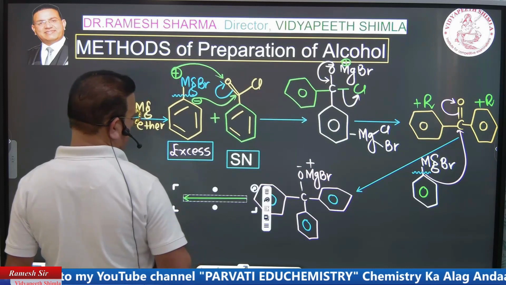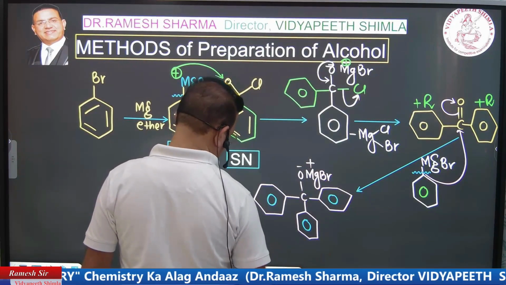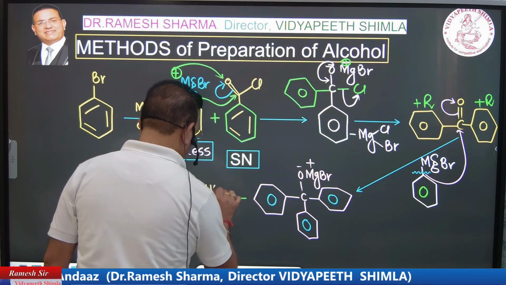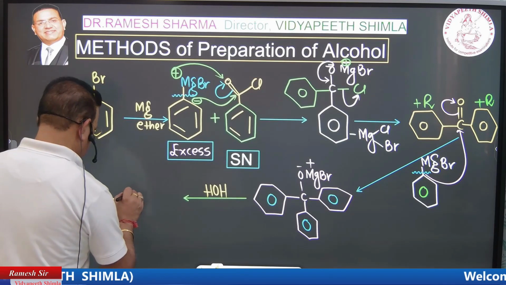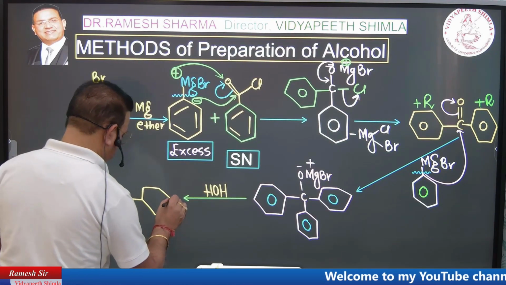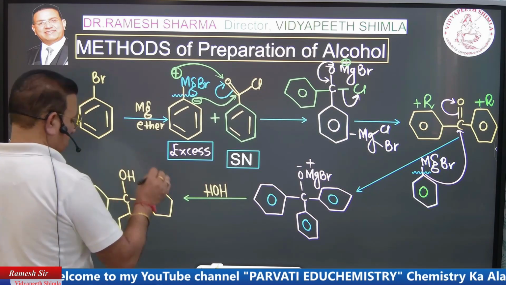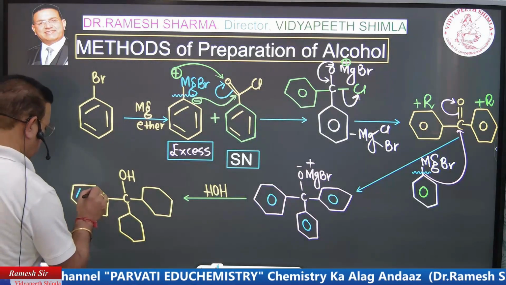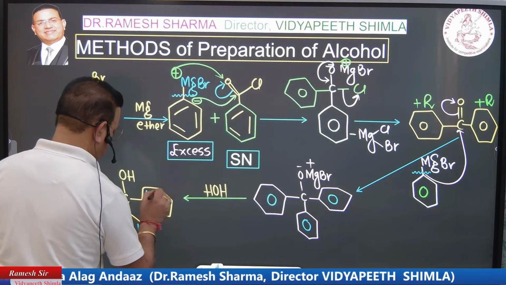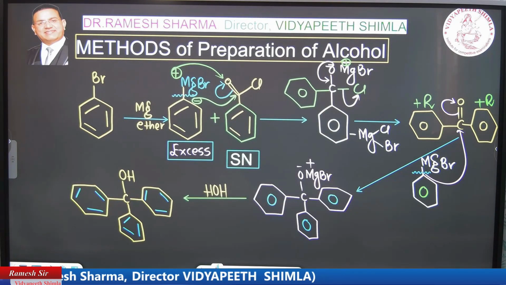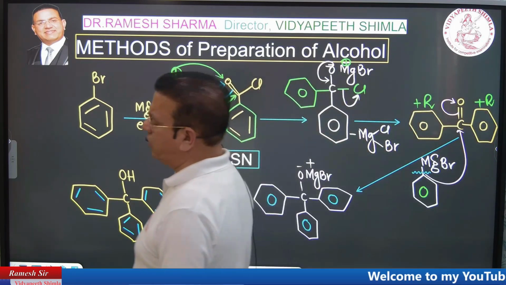So here it is reaction of ketone, and carbonyl compounds undergo nucleophilic addition reactions. It means when you will hydrolyze it, you will get definitely triphenylcarbinol, which is aliphatic alcohol, as the carbon to which OH is bonded is sp3 hybridized. So this is one of the paths we prepared alcohol from Grignard reagent.